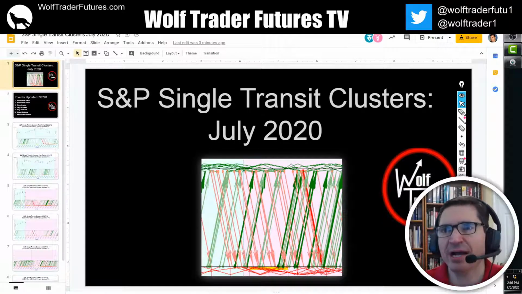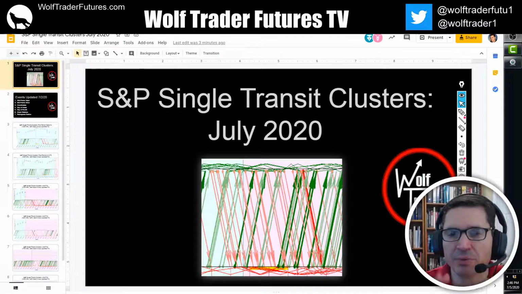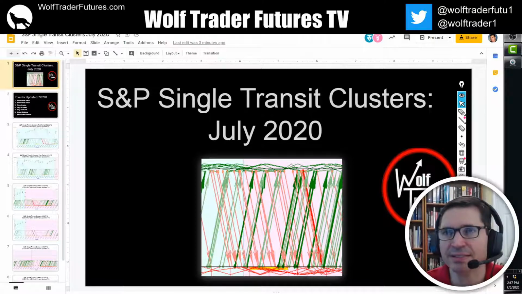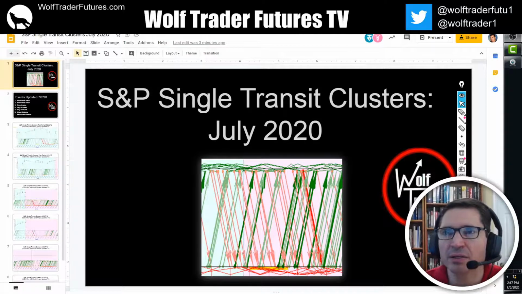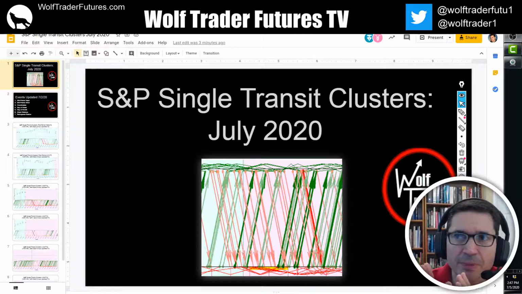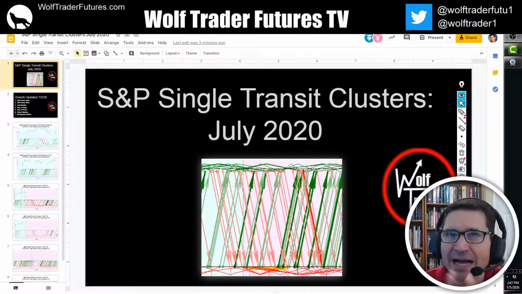All right, everybody. So now I'm going to talk to you about a very important new feature that I'm adding, and that is called the single transit clusters. What this does is it looks at specific transits to see if they are clustering around an event. Sometimes when that happens, it can override larger term cycles or things that we're looking at, even the Fed's use in this case of 4th of July weekend. But now I'm going to be able to look at thousands of them.